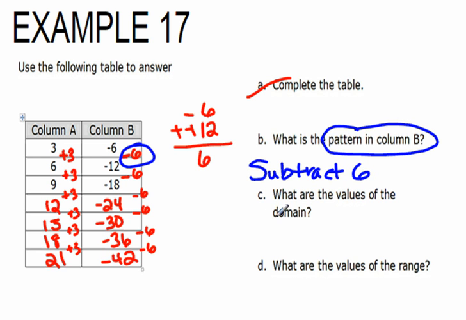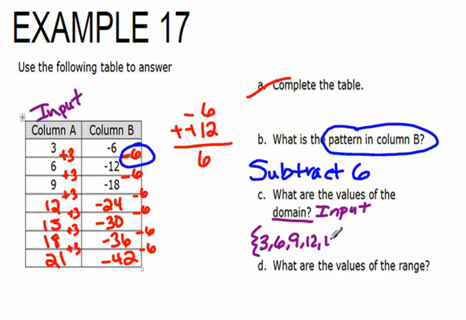Question C is asking us for the values of the domain. Domain is our input values. Column A is our input, so our domain is going to be those values from column A. We want to list them in order from least to greatest. So I'm going to start off with a little brace here, and then we're just going to start with our smallest value of 3 and list all the values in our table. So 3, 6, 9, 12, 15, 18, and 21.